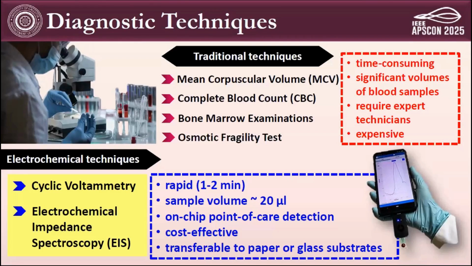In this regard, researchers are looking for better alternatives, and electrochemical techniques like cyclic voltammetry and EIS spectroscopy are providing advantages like rapidity and reduced sample volume and on-chip point of care detection. So we thought, why not explore the electrochemical properties of spherocytes to detect hemolytic anemia?